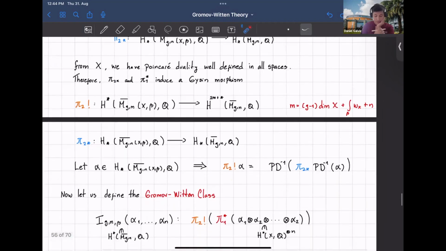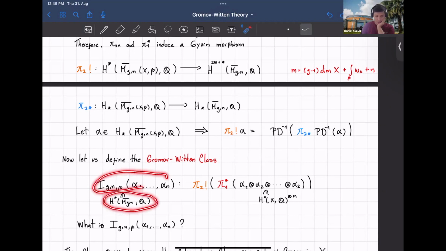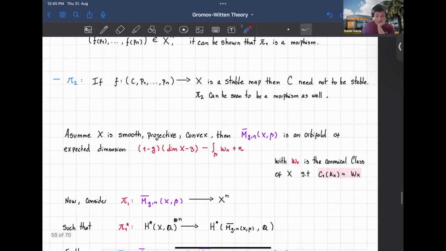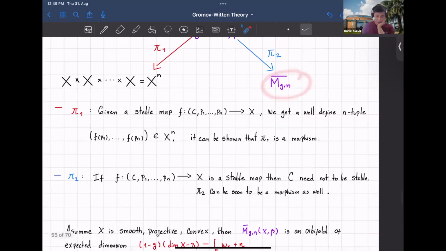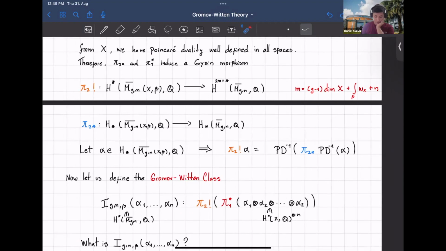So now let us define the Witten class. The Witten class will be an element of the homology class of stable curves. So it will live in the homology of this. And then we will just put them up. So you have this number of elements living in the homology of stable maps.